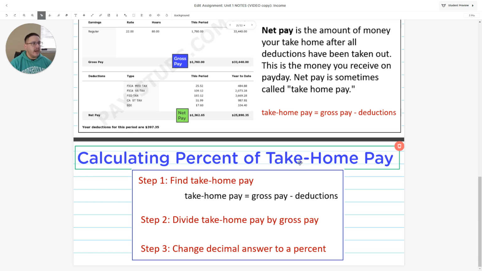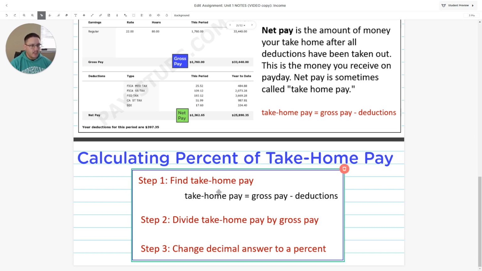Calculating the percent of take-home pay. Step 1, we're going to find the take-home pay. In whatever form it's presented to us, we're going to have to do the math to find the take-home pay. Now, the following example we're fixing to do, it's going to be the gross pay minus all the deductions. Step 2, we're going to divide the take-home pay by the gross pay and then change our decimal answer to a percent.